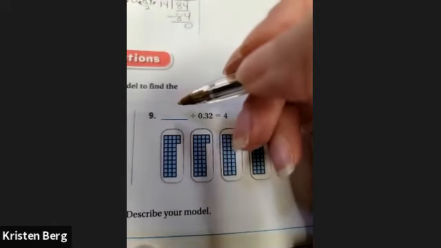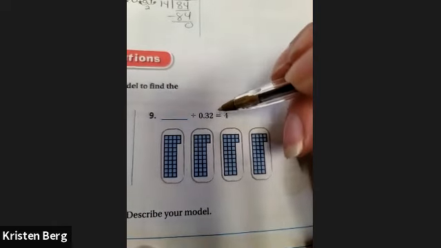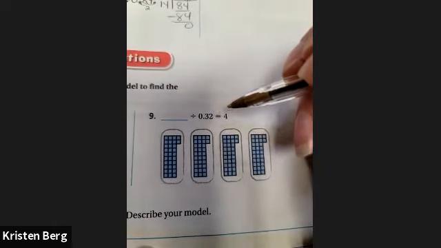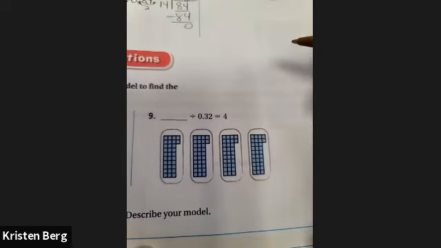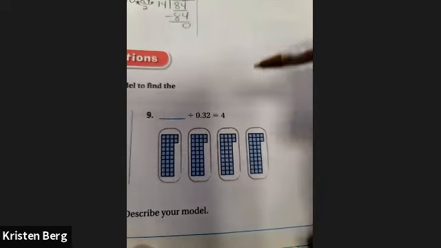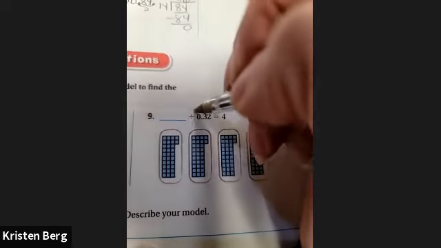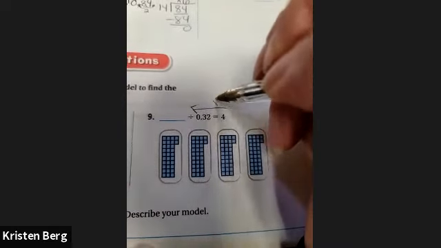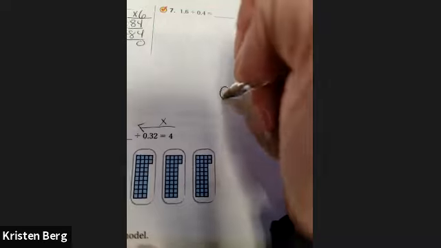And they want to figure out what was the original number before they divided it into groups of 4 with 32 hundredths in each group. To figure this out, you should have worked backwards. So instead of a division problem, you should have multiplied. So I'm going to do that right here.